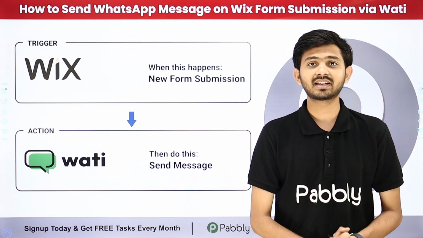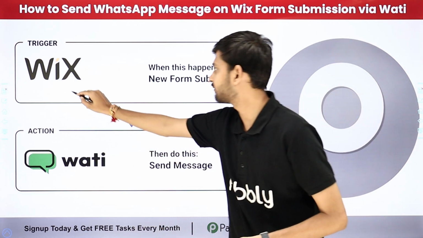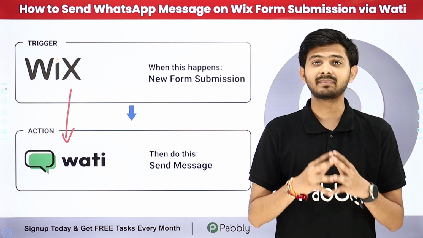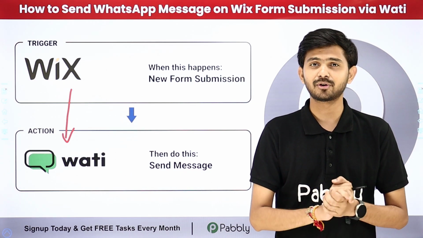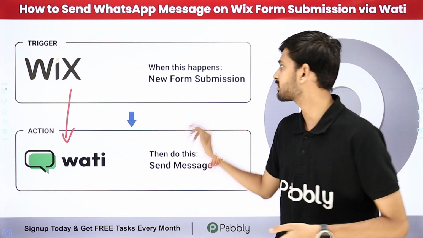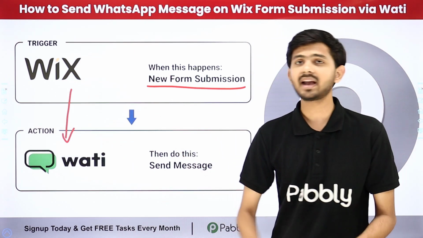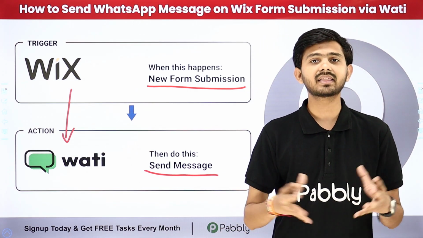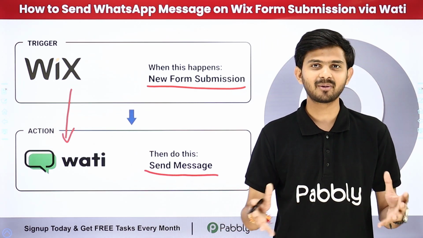So for my objective, I have to build a connection between Wix form and Wati. For building this connection, I'm going to use Pabbly Connect, which is an amazing software for automation and integration. With Pabbly Connect, as I receive a new form submission from Wix, I'm automatically going to send a WhatsApp message by using Wati. So how am I going to build this connection? For that, let me take you to my computer screen.